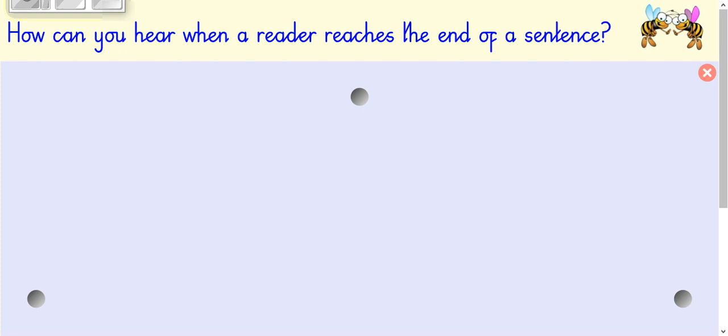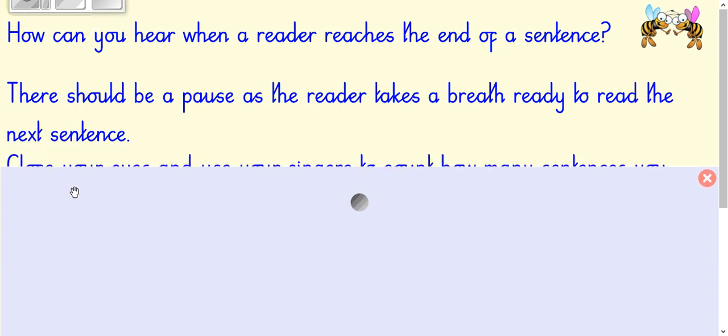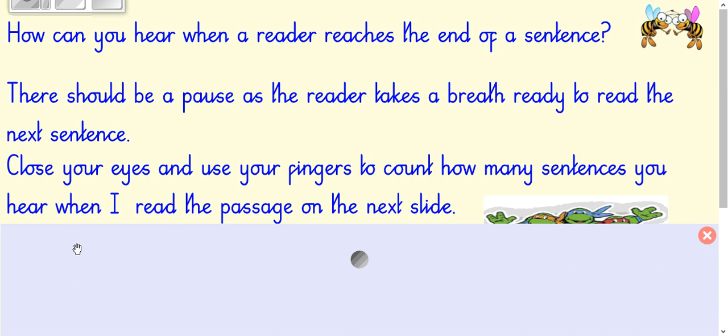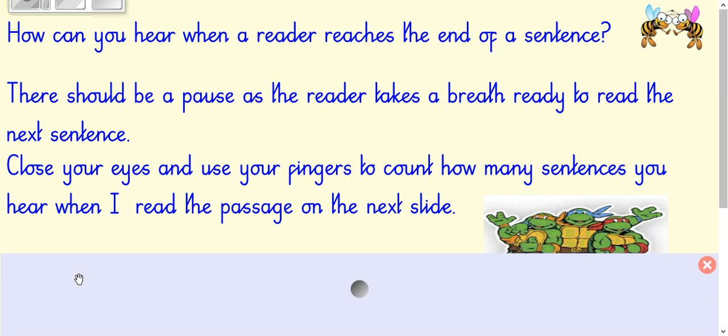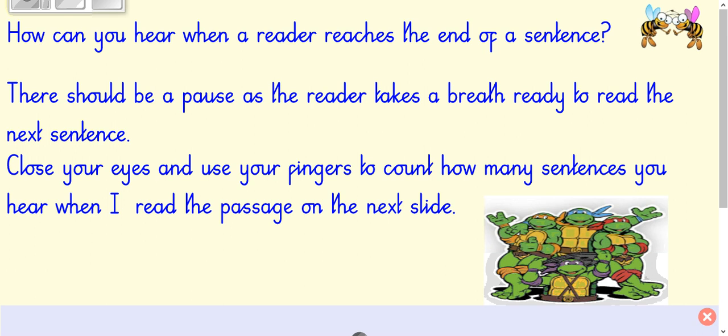So, how can you hear when a reader reaches the end of a sentence where you might need a piece of punctuation? There should be a pause as the reader takes a breath, ready to read the next sentence. I'd like you to close your eyes and use your fingers to count how many sentences you hear when I read the passage on the next slide. Get ready.